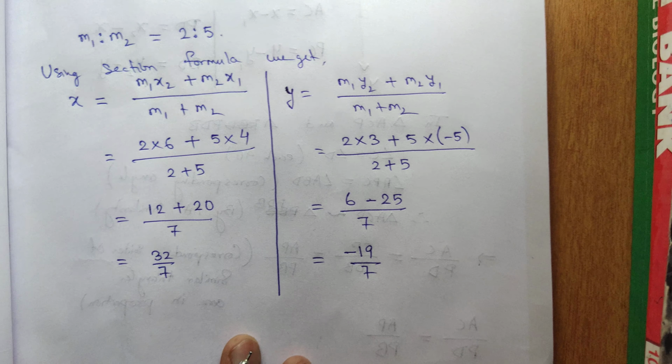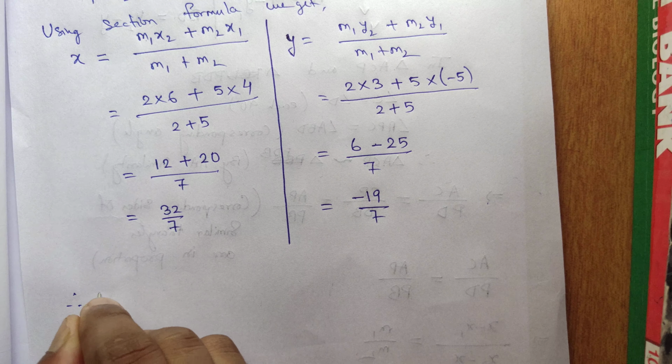Okay, so you'll write therefore coordinates of P equals 32 by 7 comma minus 19 by 7. When they ask you for coordinates, you have to write it at the end like this. Okay, the coordinates will be this. So this is how this question is done. Now let's go for another question.